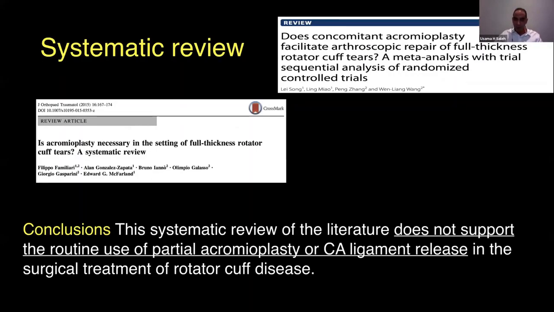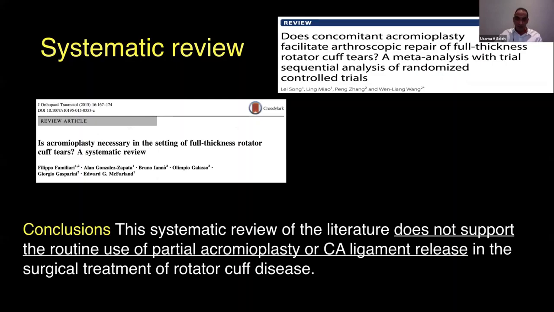The conclusion for all the systematic reviews and for most of these articles is that they don't support the routine use of acromioplasty and CA ligament release during rotator cuff repair. So they said, whatever you do, either acromioplasty or no acromioplasty during rotator cuff repair, the results are the same.